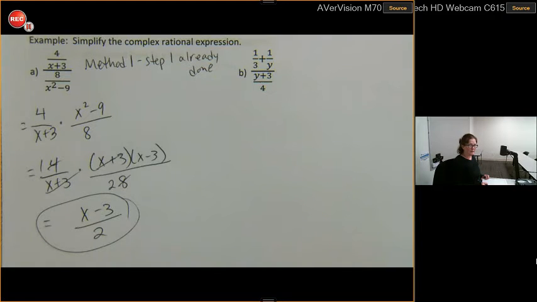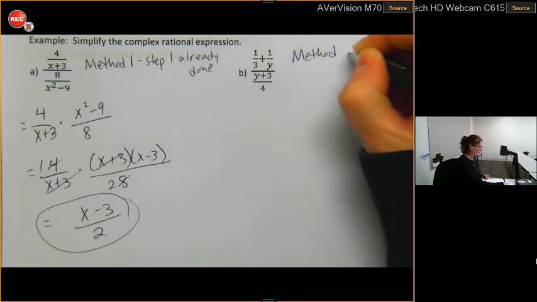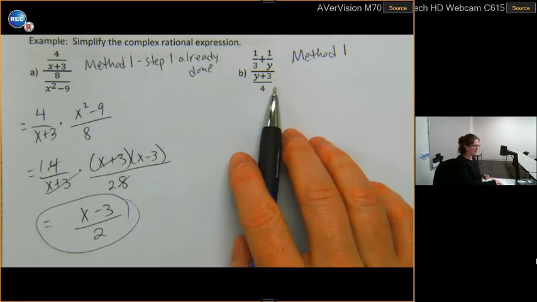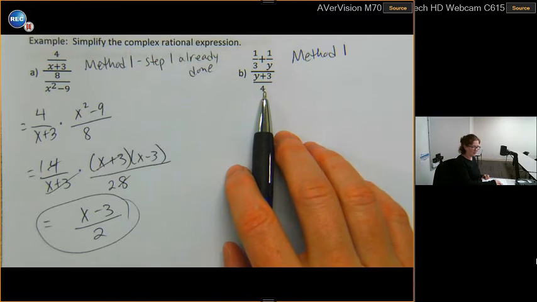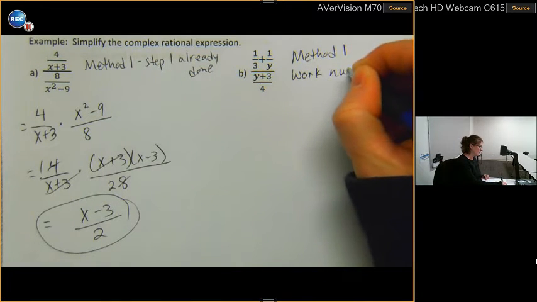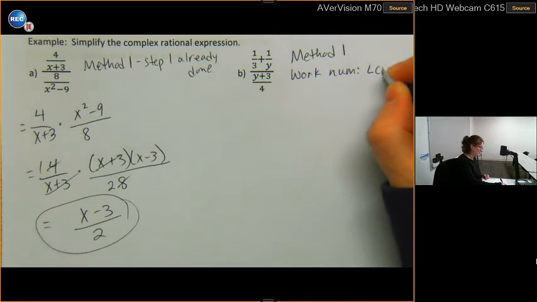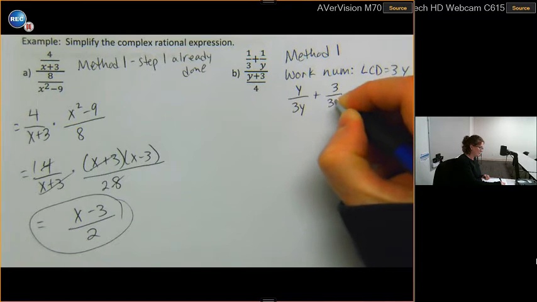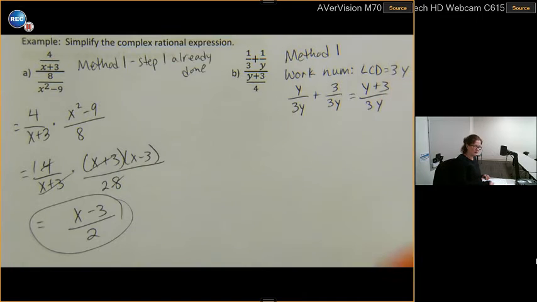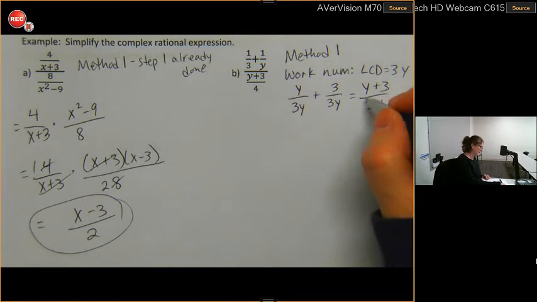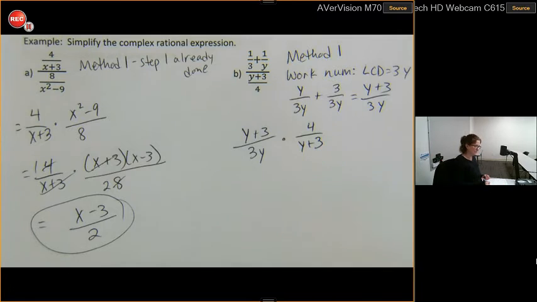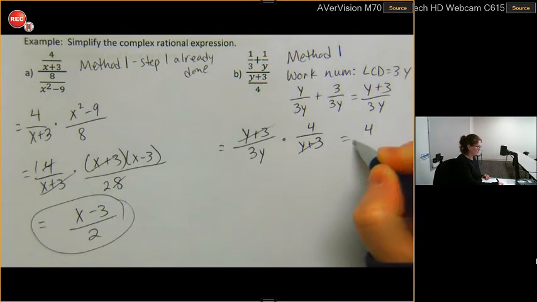Part B. Using method 1 or method 2, this one, you could go either way. So I'm going to show you this one with method 1. Because while step 1's not already done, I pointed that out earlier, it is halfway done, because the denominator does not have any separate fractions I need to combine. And so what I would do is work the numerator. Working the numerator, my LCD is 3y. So I'm going to multiply the first fraction by y and the second fraction by 3 to get y plus 3 over 3y. So this is my numerator, y plus 3 over 3y, multiplied by the reciprocal of the denominator. The y plus 3's cancel, and I have 4 over 3y.